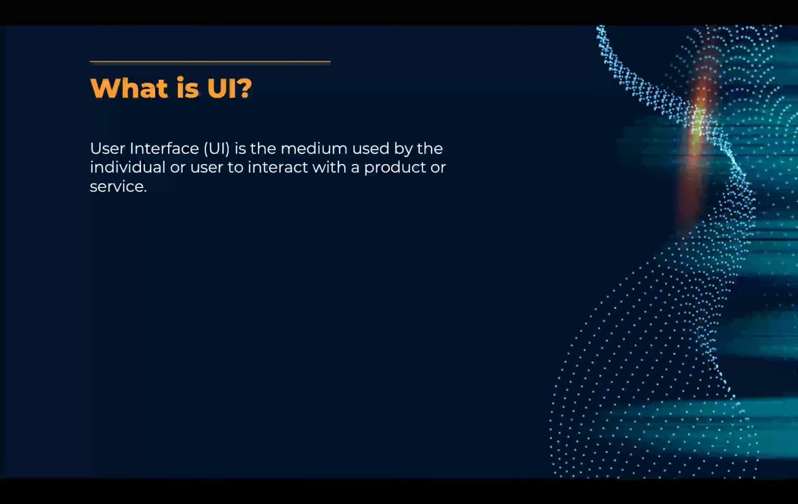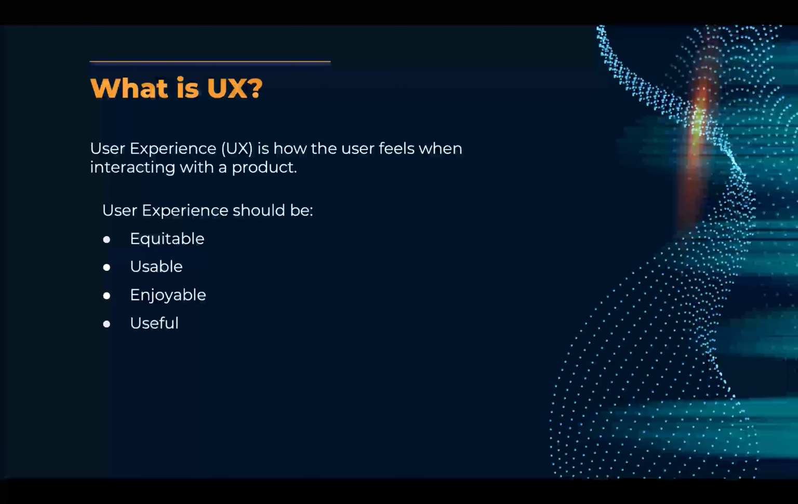Okay, so UI UX. What is UI? UI is basically user interface. And what is user interface? The medium used by the individual or the user to interact with the product or service. So user interface is basically what the user interacts with to get a specific job done.